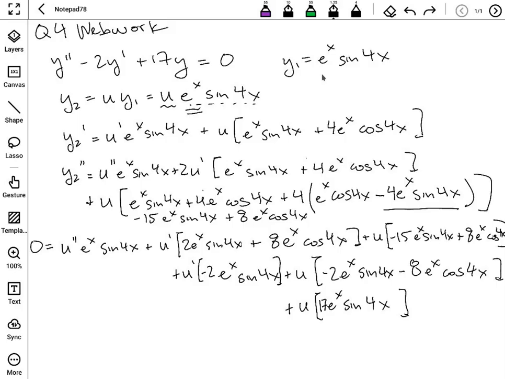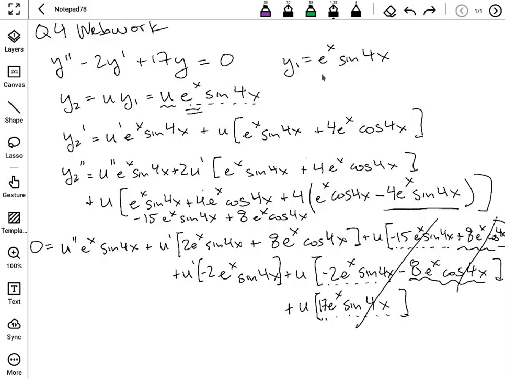So first I'm going to check my e to x cosine terms. I've got plus 8 e to x cosine 4x here, and minus 8 e to x cosine 4x there, and then no more e times cosines. So those are going to cancel out to 0. And then I've got minus 15 e to x sine 4x, minus 2 e to x sine 4x, so that takes me to minus 17 e to x sine 4x. But then I have plus 17 e to x sine 4x down bottom, so all three of these are going to simplify to 0 as well.